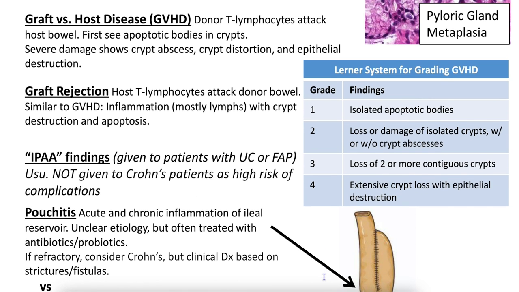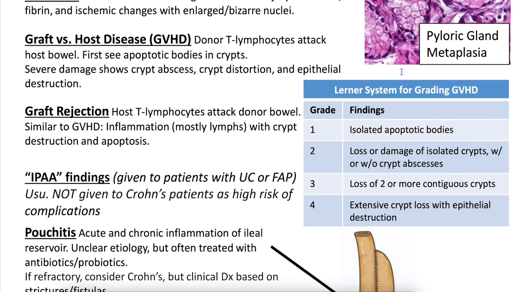Graft versus host disease. This is when your donor T lymphocytes attack the host bowel, and you'll see apoptotic bodies first in the crypt, and then severe damage shows crypt abscess, crypt distortion, and epithelial destruction. And then there's graft rejection, where your host T lymphocytes attack the donor bowel, and it's similar to graft versus host disease, where you'll have inflammation, mostly lymphs, with crypt destruction and apoptosis.